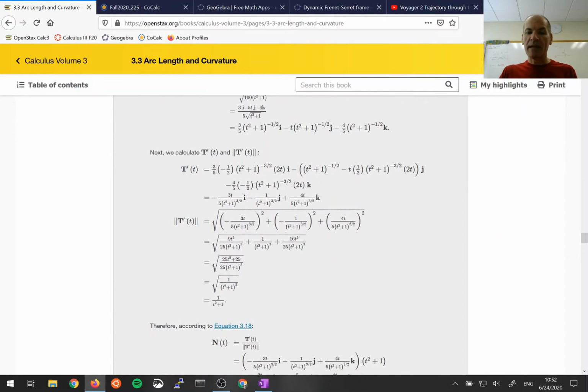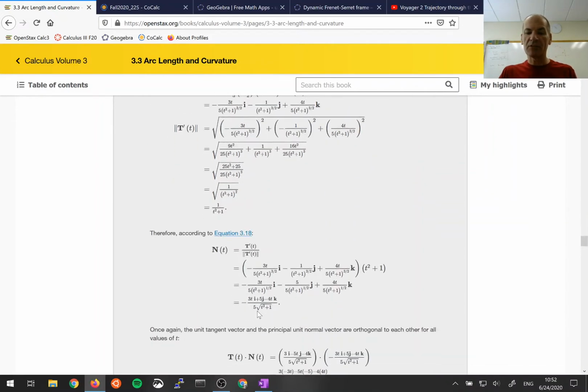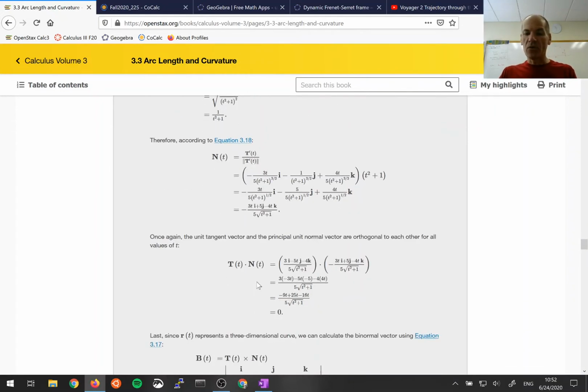We find that the magnitude of T prime is just this, and then to get N, we take T prime divided by the magnitude of T prime, and we get something that looks like this. Observe that T and N are orthogonal. That's a quick way of checking if your calculation is correct. T dot N is zero. T points along the curve, and N points perpendicular to the curve.